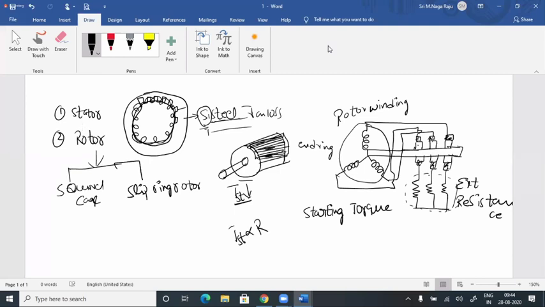So if the resistance is added, the rotor circuit's total resistance will be increased. Then the starting torque of the motor will increase. So this is the main advantage of the slip ring rotor. Okay, so the brushes are fixed. The shaft and the slip rings are moving. The brushes are always in contact with the slip rings. Now we will connect one centrifugal switch here.